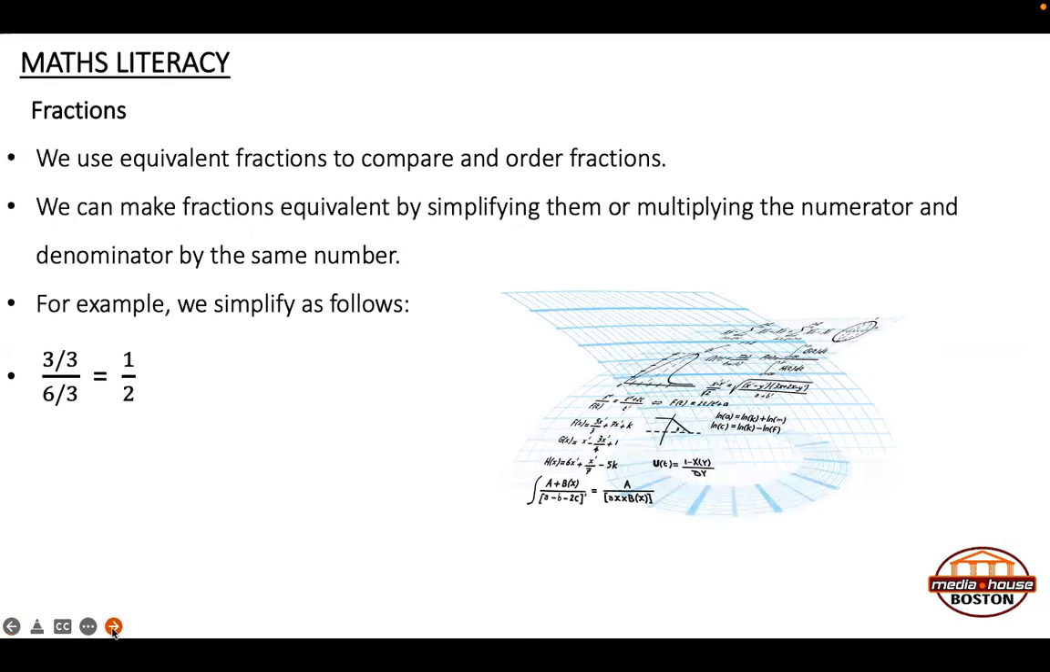So we use equivalent fractions to compare and order fractions. We can make fractions equivalent by simplifying them or multiplying the numerator and the denominator by the same number. So we can divide them or multiply them. So 3 divided by 3 is 1, 6 divided by 3 is 2, and then we get half. Questions?